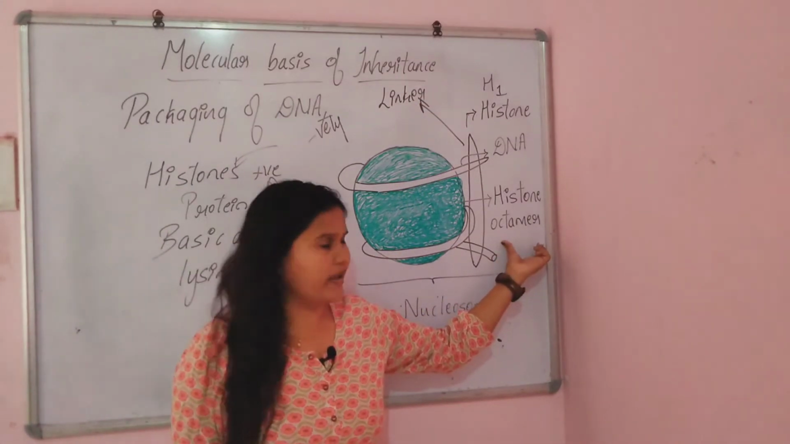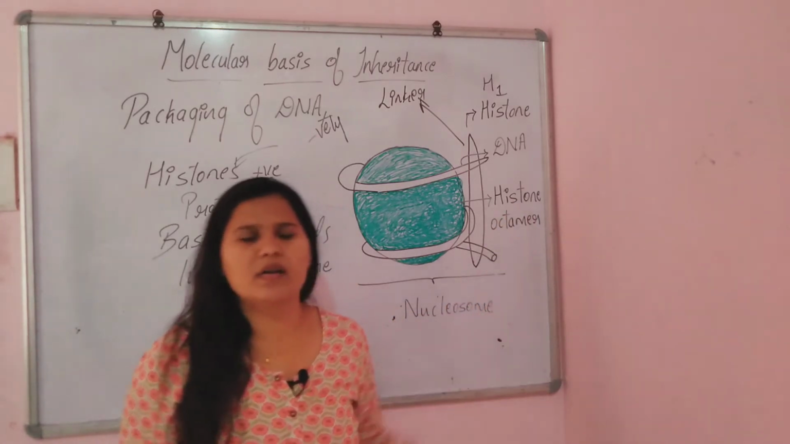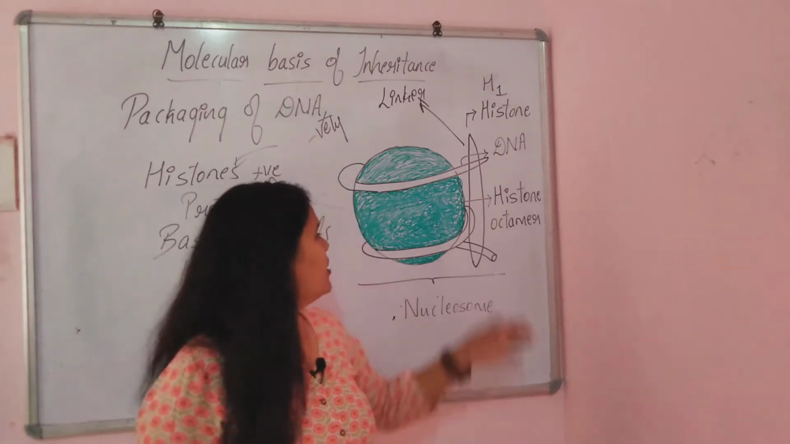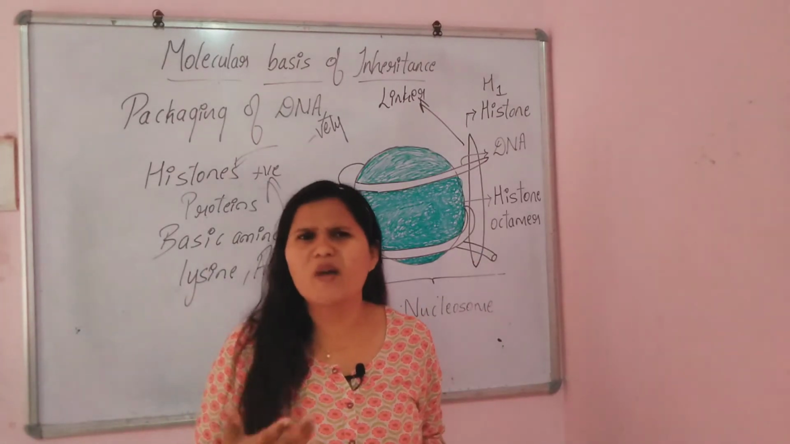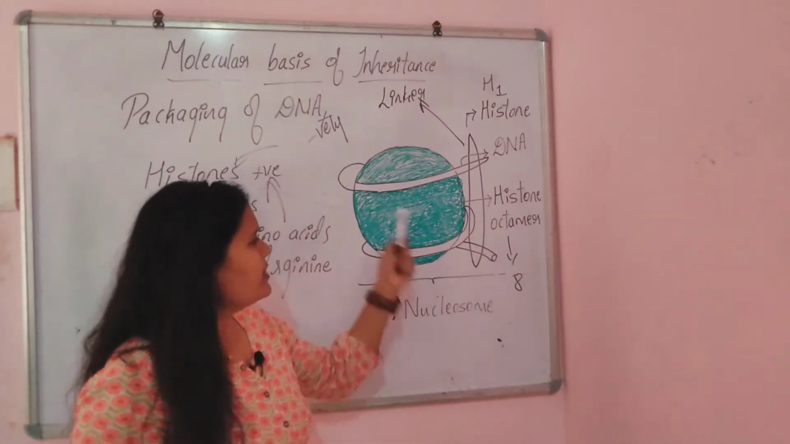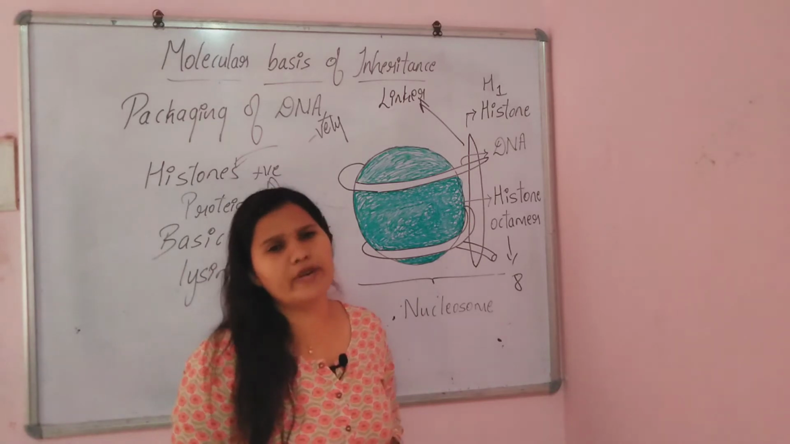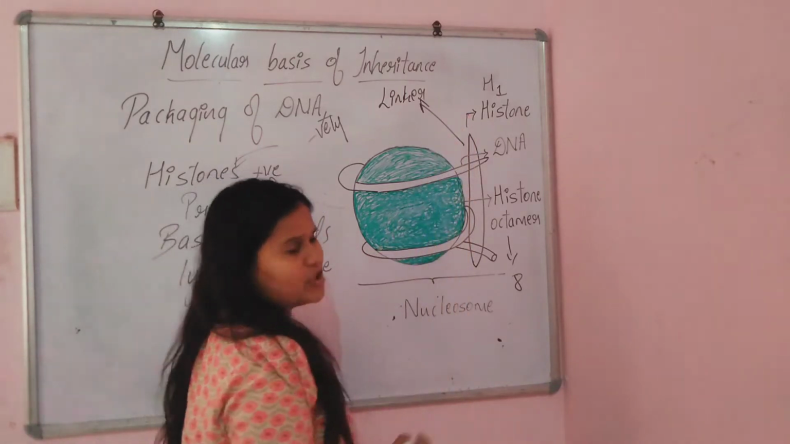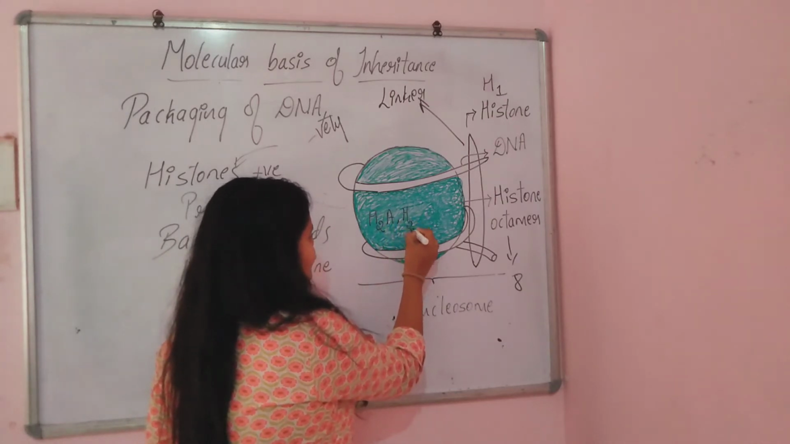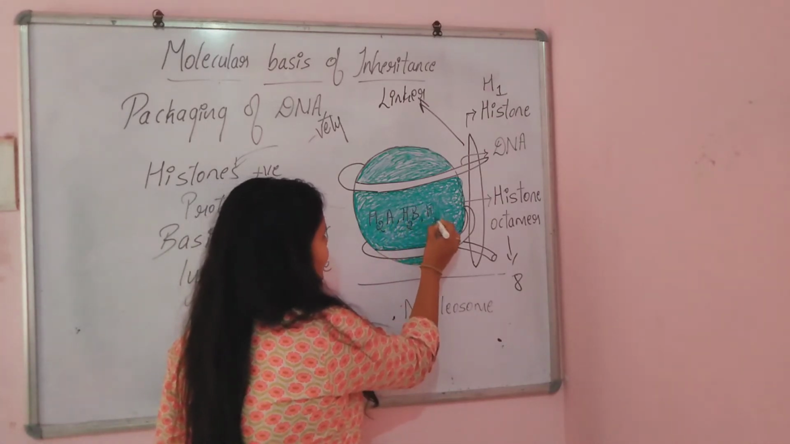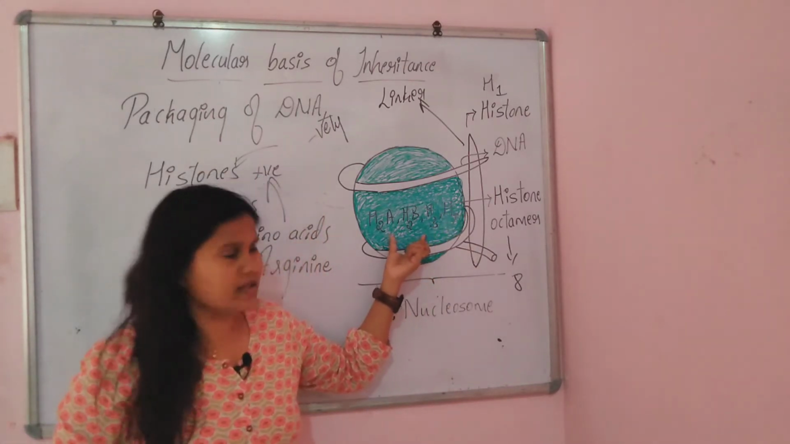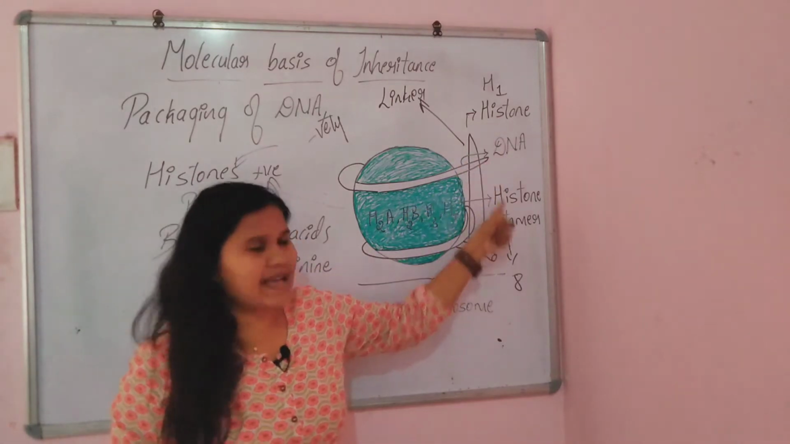Can you see the term histone octamer here? What is a histone octamer? Histone means protein, we got to know that. What is octamer? Octa means 8, right? Here in this histone, there are histone particles: H1, H2A, H2B, H3 and H4.